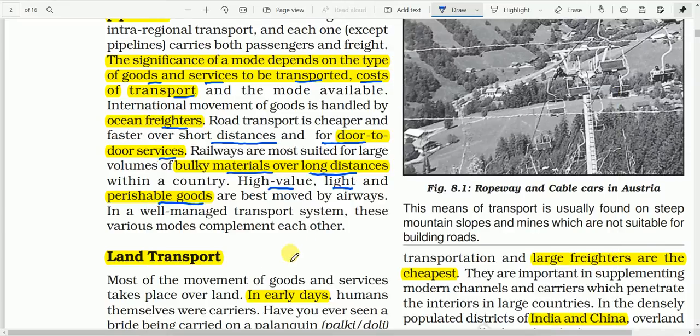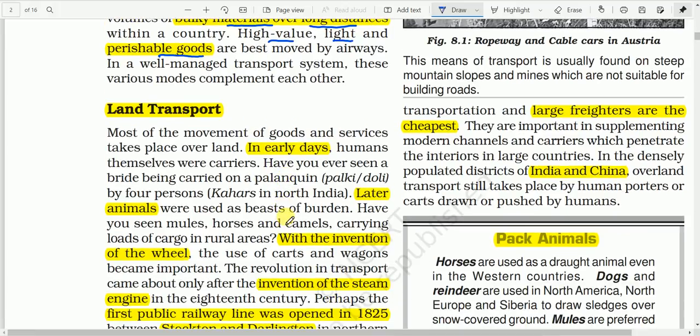Up to here, any question? No, sir. Okay, then next we have the history of development of land transport.